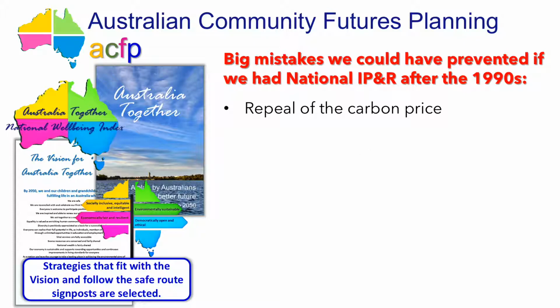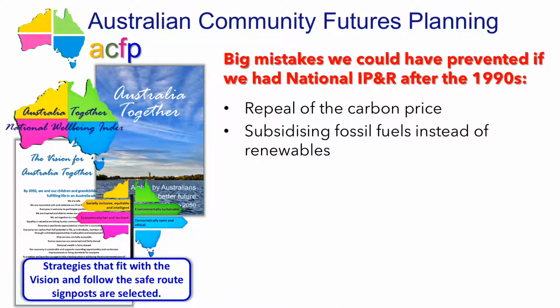We could also have avoided the mistake of subsidising fossil fuels in preference to renewable energy, a lamentable misstep since all the profit made possible by the enormous subsidisation of fossil fuels went offshore to foreign-owned multinationals who paid little if any tax and within the last decade shared none of the profit with Australians in wage rises.